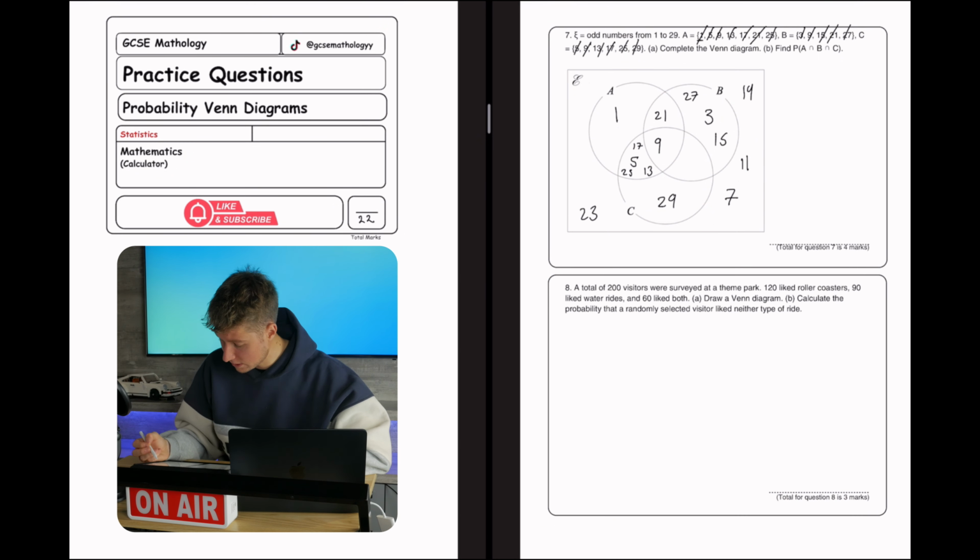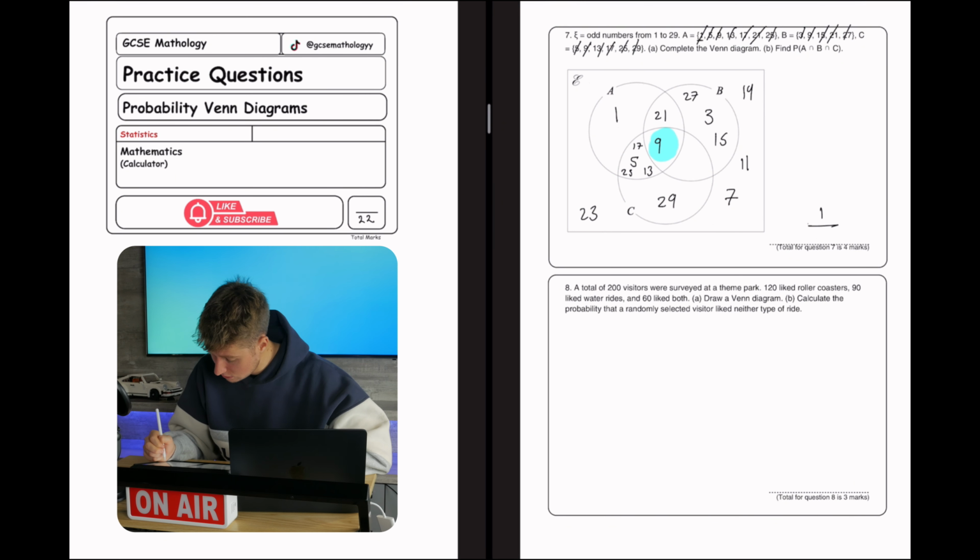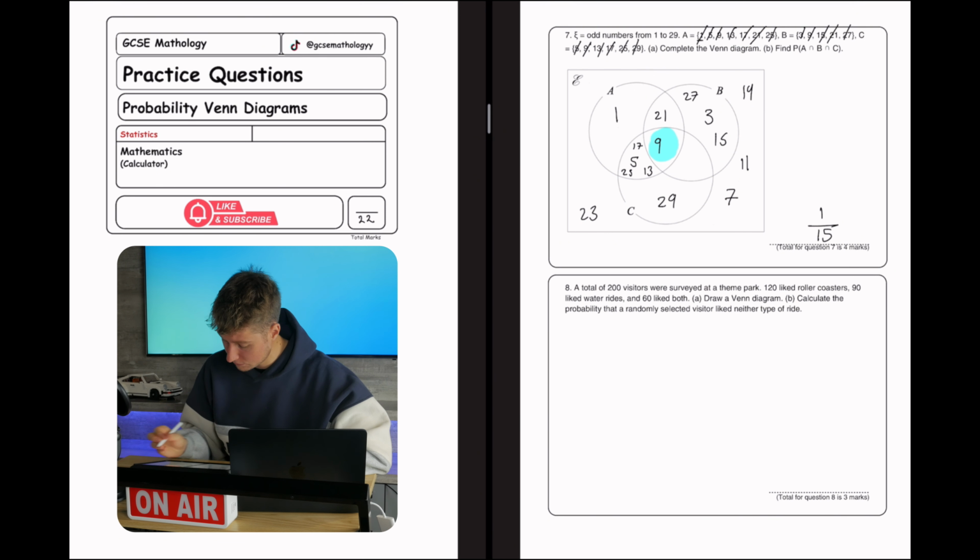We need to find the probability of A and B and C. So remember in previous questions, A and B was this middle intersection. So in this case, we're just looking at this section here. So we've only got one number out of a possible 15 numbers. 1, 2, 3, 4, 5, 6, 7, 8, 9, 10, 11, 12, 13, 14, 15.